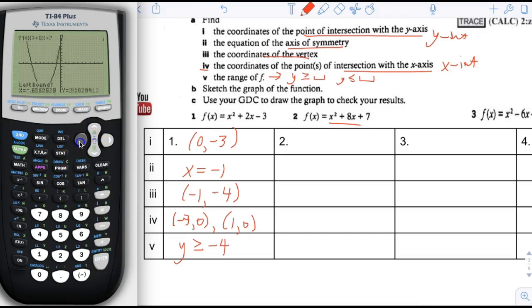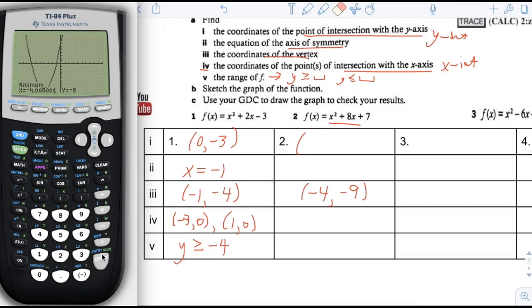And we move the cursor slightly to the left of the vertex. We hit enter. We move it slightly to the right of the vertex. We hit enter and we guess. And negative 4.00001 is negative 4, comma, negative 9. So the vertex is negative 4, comma, negative 9.